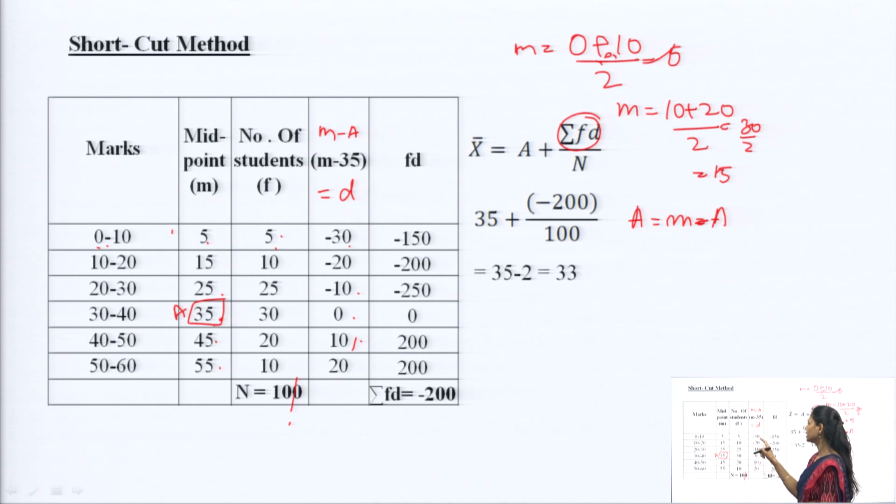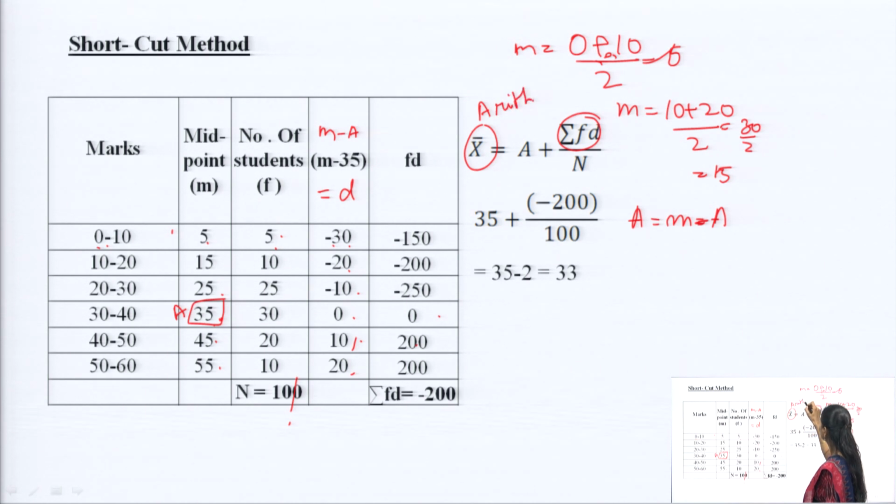So 5 into 30 gives me 150, and since there was a minus sign associated with 30, I have minus 150. 10 into 20 gives me minus 200, because there is a minus sign associated with 20. 25 into minus 10 gives me minus 250. 30 into 0 gives me 0. 20 into 10 gives me 200. 10 into 20 gives me 200. If I add all the fD, I will get summation of fD which is equal to minus 200. What is the formula asking me? The formula is asking me for the arithmetic mean.